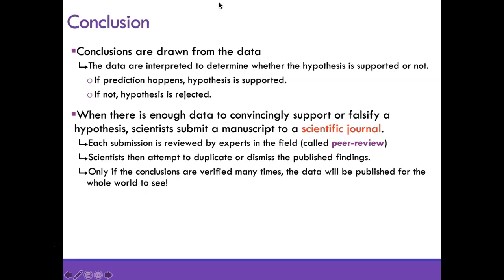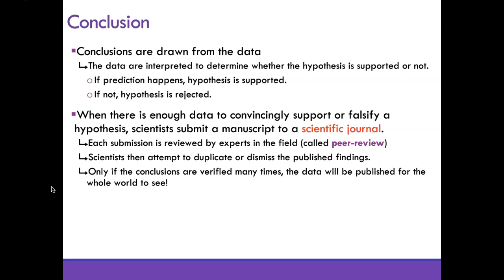Finally, we want to conclude with whether our hypotheses are supported or not. If the prediction happens just like we thought it would, we can say the hypothesis is supported. If not, if our results were not as we predicted, we have to reject the hypothesis and start from scratch. And when we have enough data to convincingly support a hypothesis, we will then submit our data to a scientific journal.